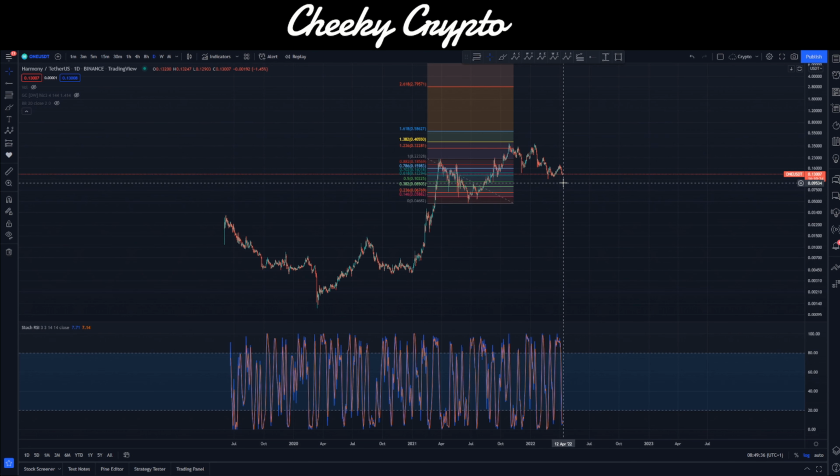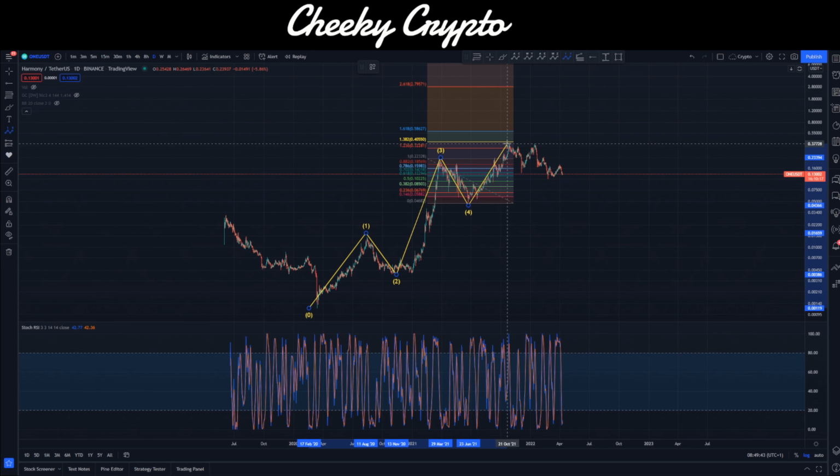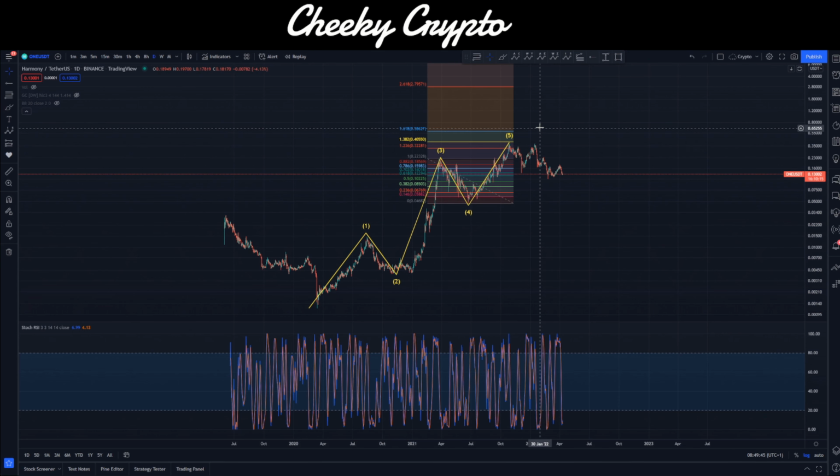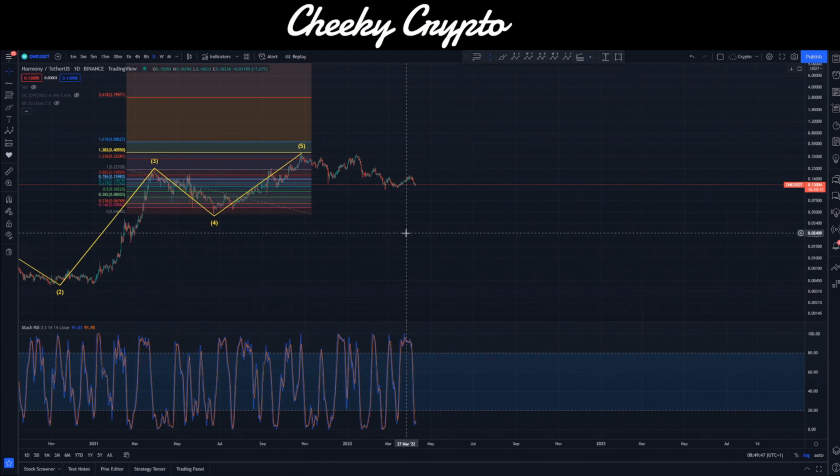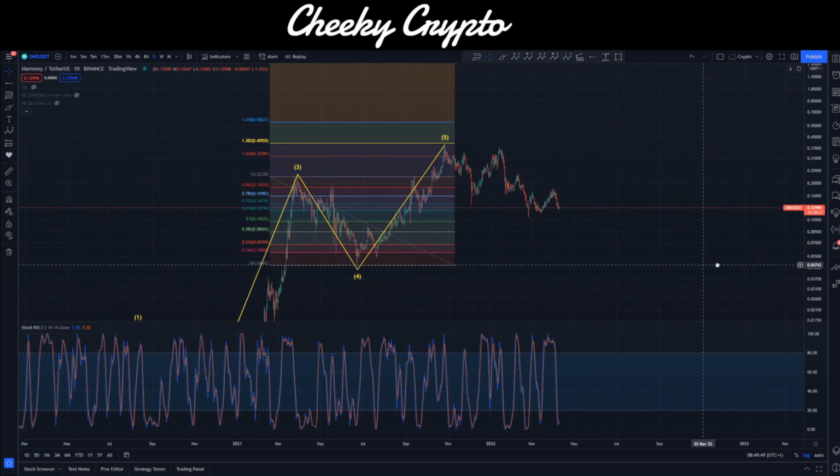So I'm still thinking this is pretty good structure, but we should acknowledge that it's possible that this is wave 1, this is wave 2, wave 3, wave 4, and there is wave 5, right? And then we pull back down. Now this is a possibility, but I still think there's a lot more room to grow.